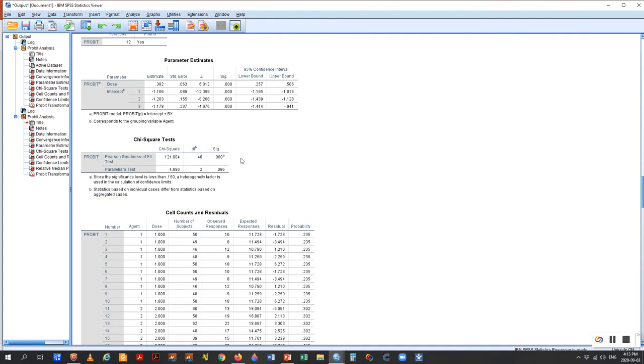So table 4, we have the Pearson goodness of fit test as well as the parallelism test that we added. So here we have 121 with a probability of 0. And if you recall, we have to apply the opposite interpretation here, and this indicates a poor fit of the model. All right, so the dosage just does not correlate strongly with the death of the insects. So there's a high probability of a false positive.